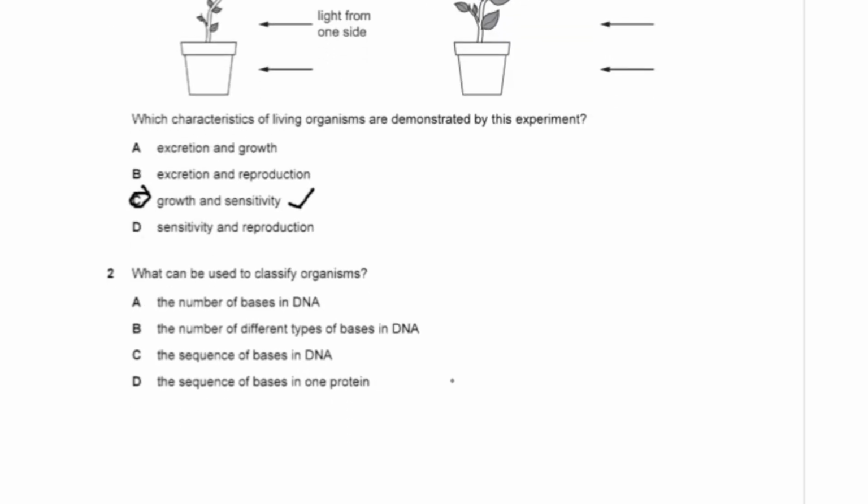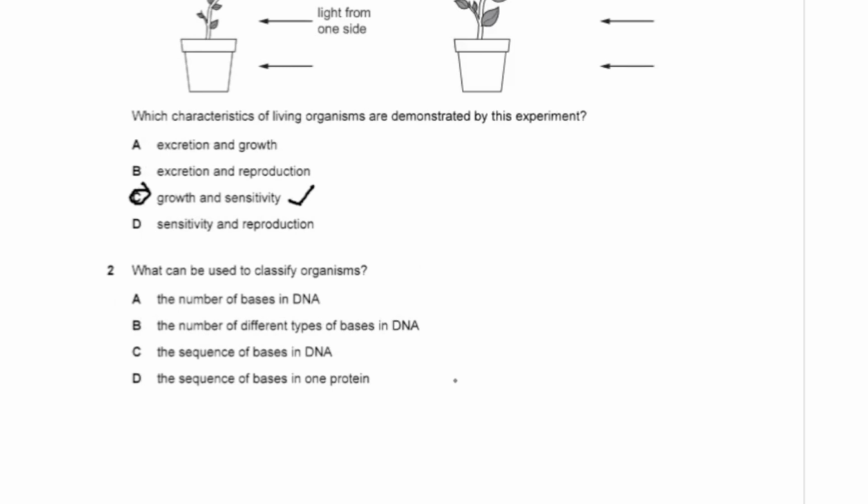Question number 2. What can be used to classify organisms? The first one is the number of bases in DNA. Option B, the number of different types of bases in DNA. Option C, the sequence of bases in DNA. And option D, the sequence of bases in one protein. So you know that in biology, the modern system of classifying organisms, we now use the base sequences of DNA in classifying organisms and finding out similarities between them.